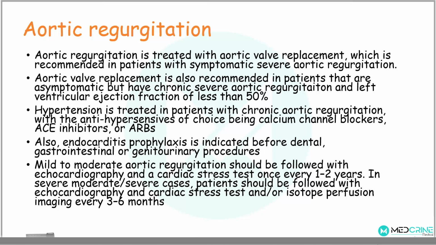Hypertension is treated in patients with chronic aortic regurgitation, with antihypertensives of choice being calcium channel blockers, angiotensin converting enzyme inhibitors, or angiotensin receptor blockers. Also, endocarditis prophylaxis is indicated before any dental, gastrointestinal, or genitourinary procedures. In mild to moderate aortic regurgitation cases, you should follow with echocardiogram and stress test every 1 to 2 years. In severe cases, patients should be followed with echocardiogram and cardiac stress test or an isotope perfusion imaging every 3 to 6 months.